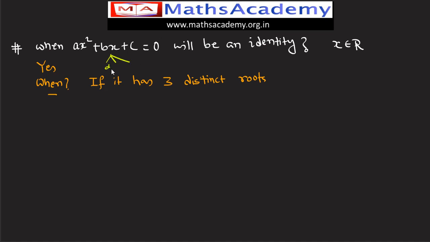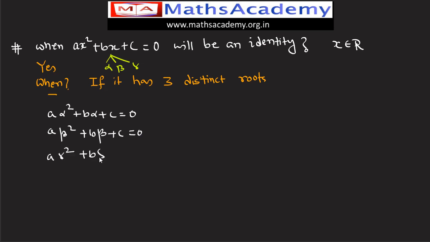Yes, I consider alpha, beta and gamma as three distinct roots. So it satisfies the equation a alpha square plus b alpha plus c equal to 0. In the place of alpha I put beta: a beta square plus b times beta plus c equal to 0. Now a times gamma square plus b times gamma plus c is equal to 0. So now I have the three equations 1, 2 and 3.